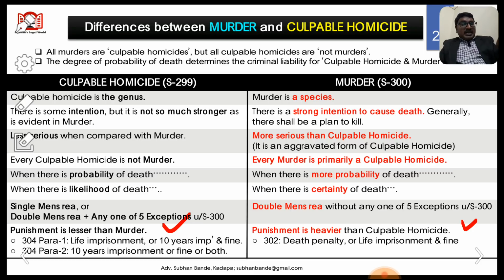Section 304 para 1 describes the punishment for culpable homicide as life imprisonment or 10 years imprisonment and fine. Under section 304 para 2, the punishment for culpable homicide is 10 years imprisonment or fine or both. But whereas the punishment for murder is death penalty or life imprisonment and fine.